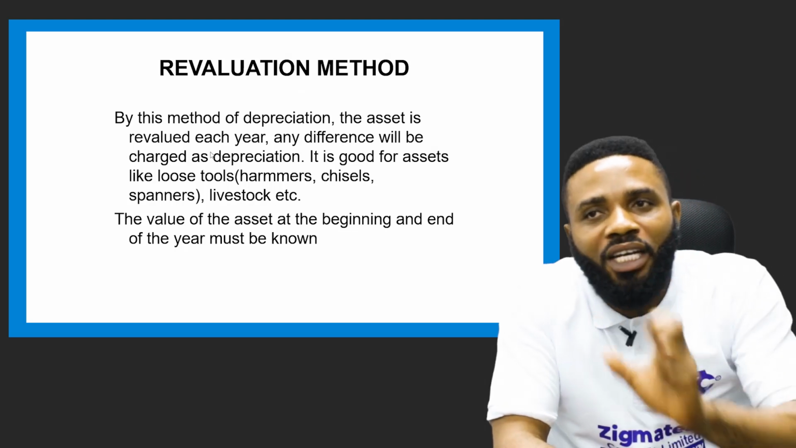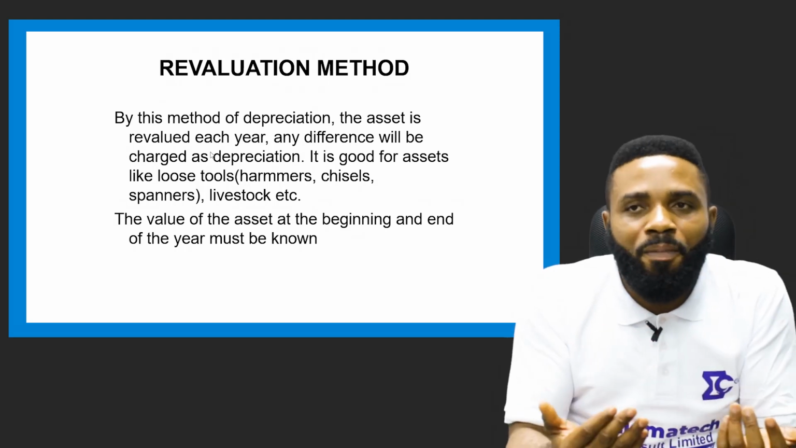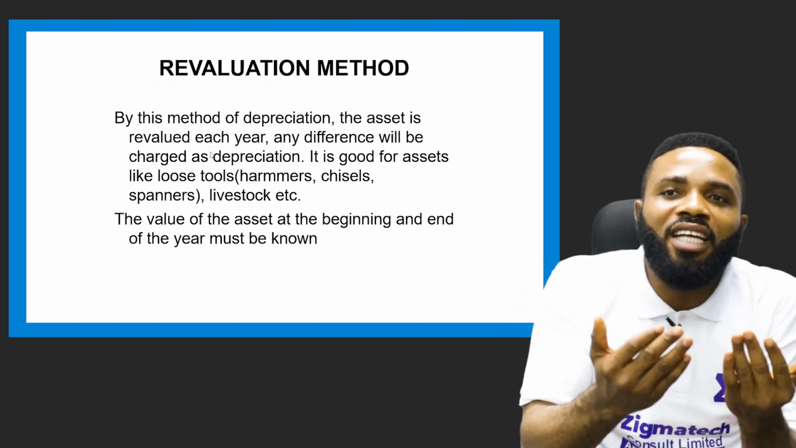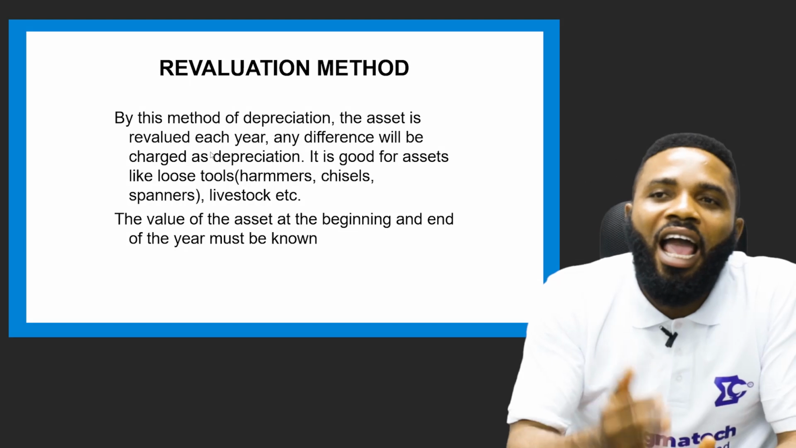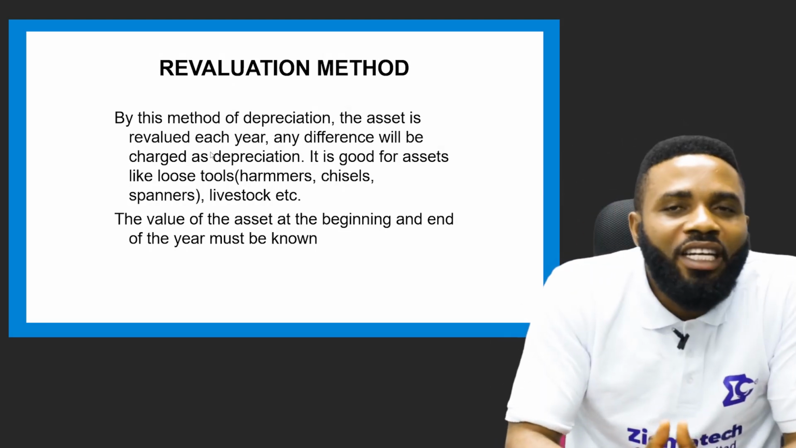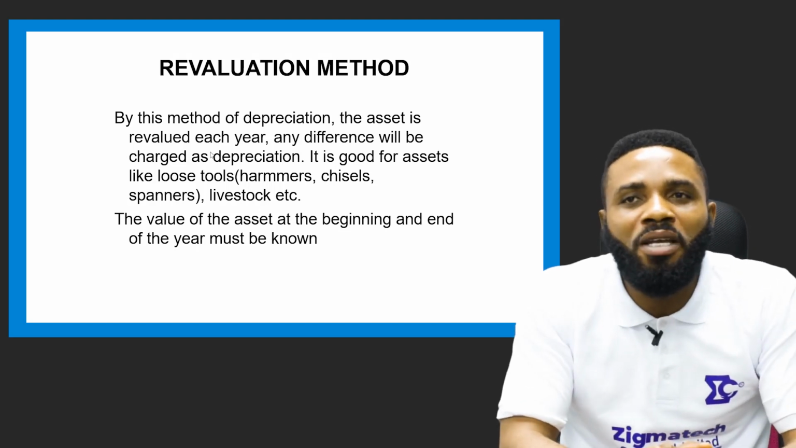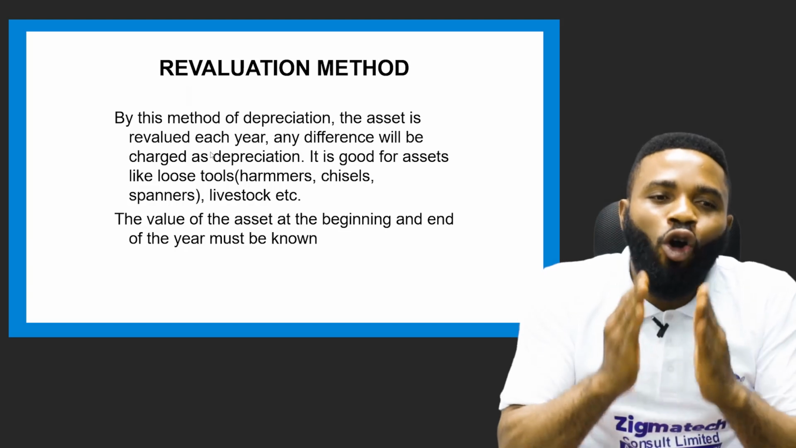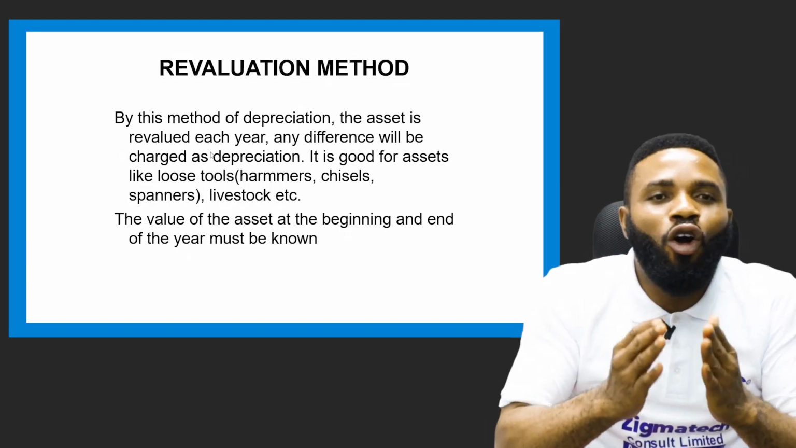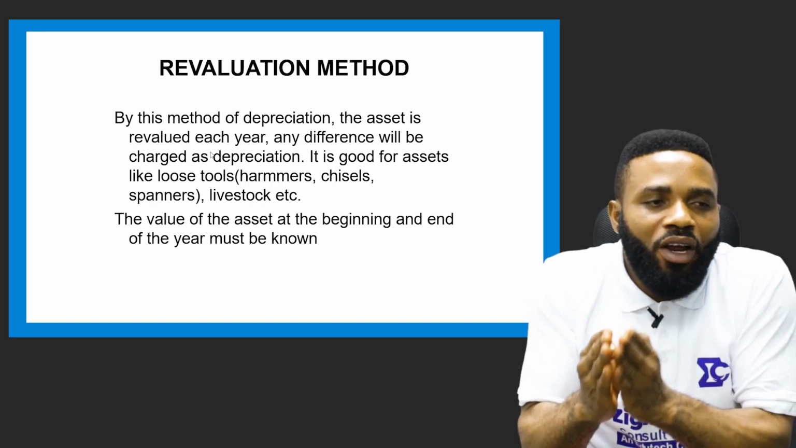Now, let me point out something. We said that the asset is revalued each year. Any difference will be charged as depreciation. The question is, sir, how do we revalue an asset? What do you call the revaluation of an asset? The revaluation of an asset is simply comparing the current value of an asset, or the market cost of an asset, with the current value of the asset.